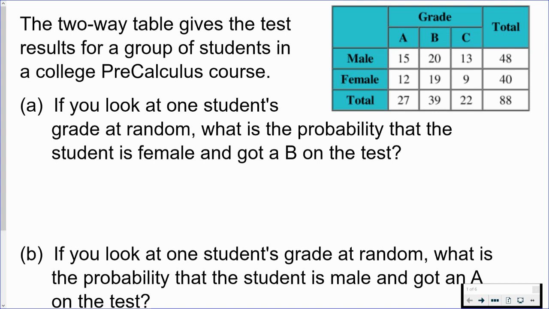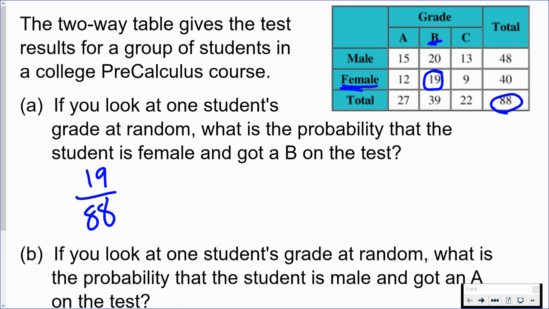Okay, so let's take a look up here at the table. Here's our female row, B column. So what's the probability that the student is a female and got a B on the test? So right here are the number of females who got a B on the test, right? So our top number is going to be 19, and we're looking at one student's grade at random. So the total number of students is 88. Okay, so we are looking at 19 out of 88. So we're looking at the probability that a student was a female and got a B. So 19 out of 88.